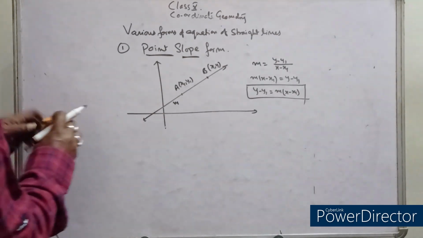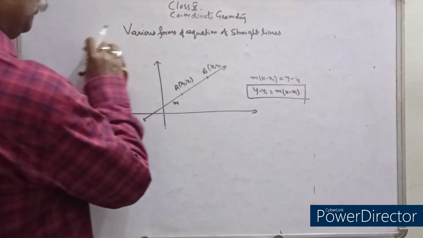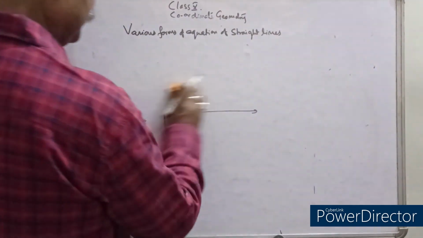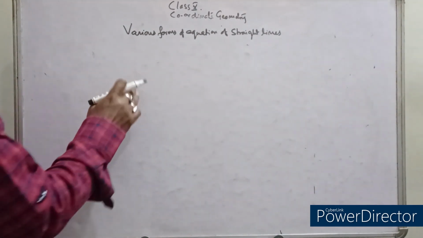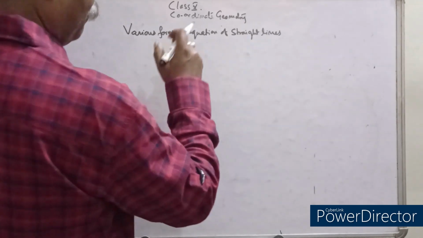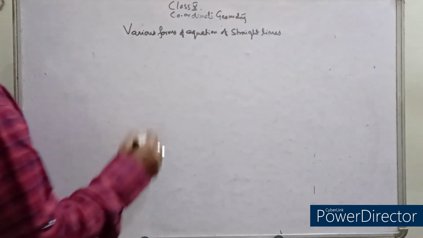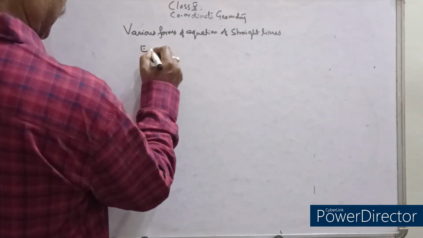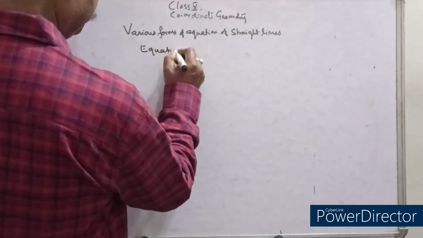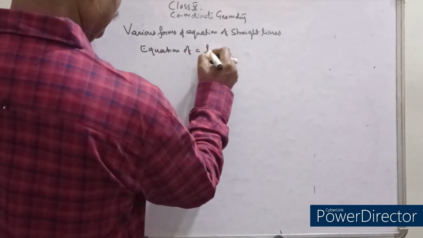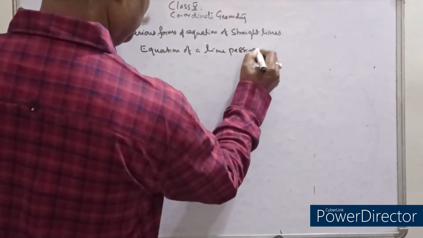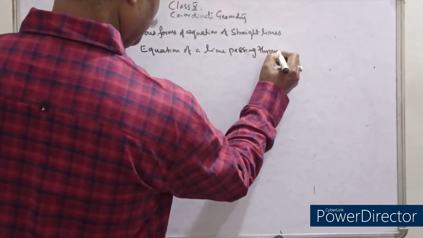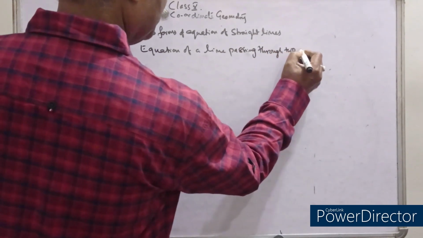Now the equation of a line passing through two given points. Because this equation is very helpful, it helps you to find the formula of other equations. Now the equation of a line passing through two given points.